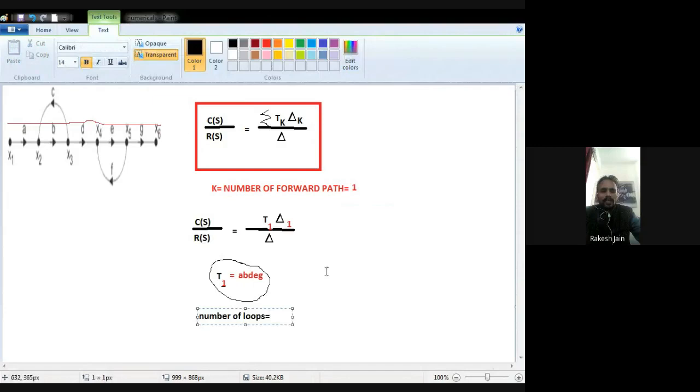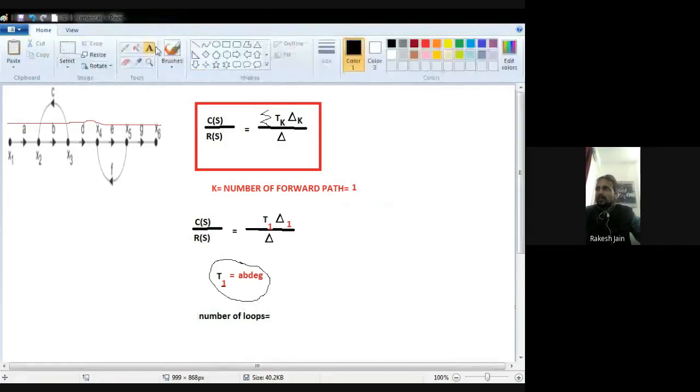Now how many closed paths are there without repeating the node or branch? With this blue color I just see a closed path. I start from x2, reach up to x3 depending on the direction of the arrow, then again reach the same node because of the direction of C, and this is a closed path. So this is a perfect loop. This is loop number 1.